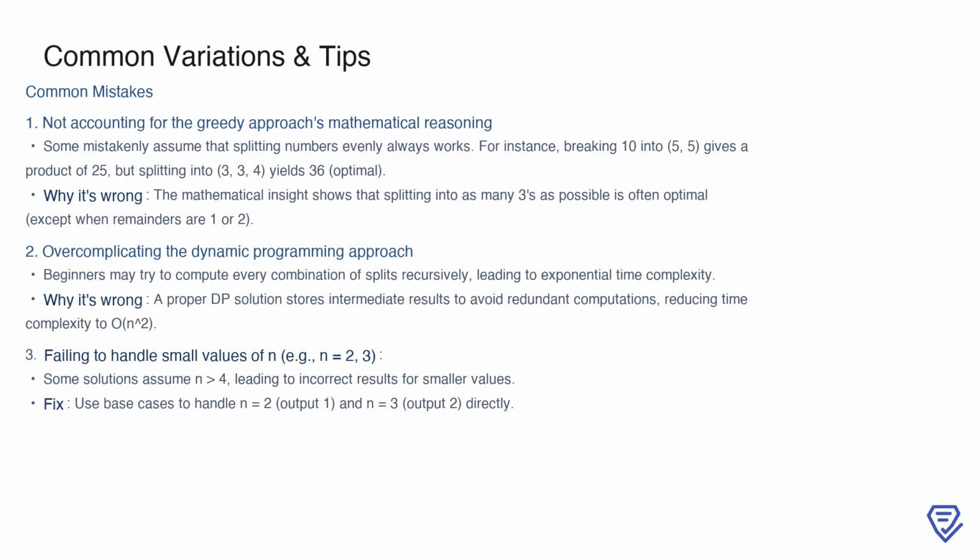One frequent error is misunderstanding the mathematical reasoning behind the greedy approach. Many assume that splitting a number evenly will always yield the best result, but that's not the case. For example, breaking 10 into 2 5s gives a product of 25, but splitting it into 3, 3, and 4 results in a larger product, 36. This happens because the optimal approach is to split the number into as many 3s as possible, except when the remainder after dividing by 3 is 1 or 2.